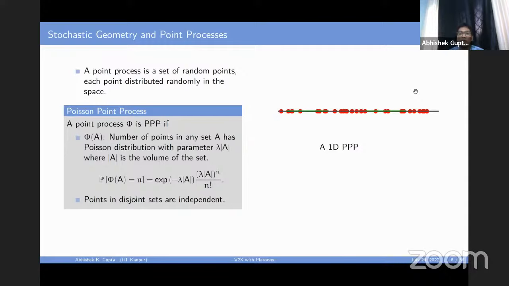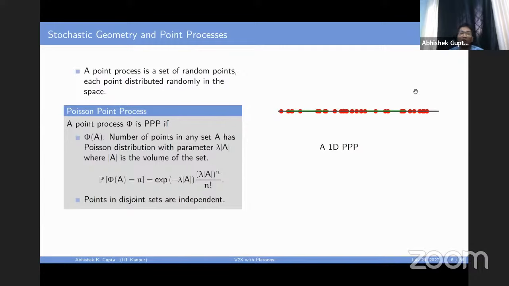So the total number of points can also be random, and the location can also be random. So this point process basically describes a particular type of distribution of these points. And as I said, I would be focusing on Poisson point process.